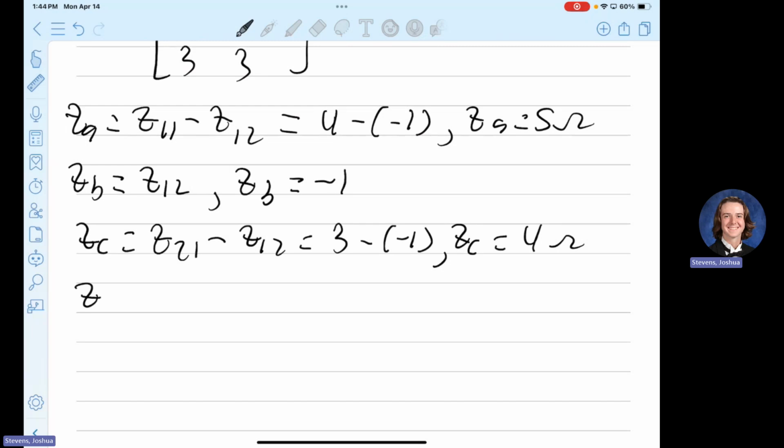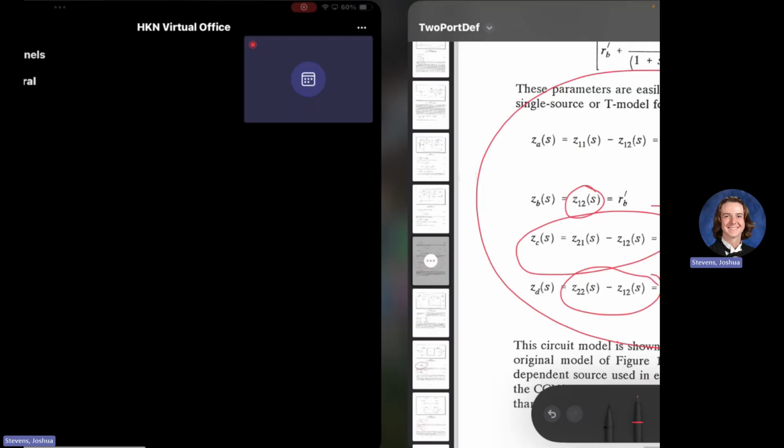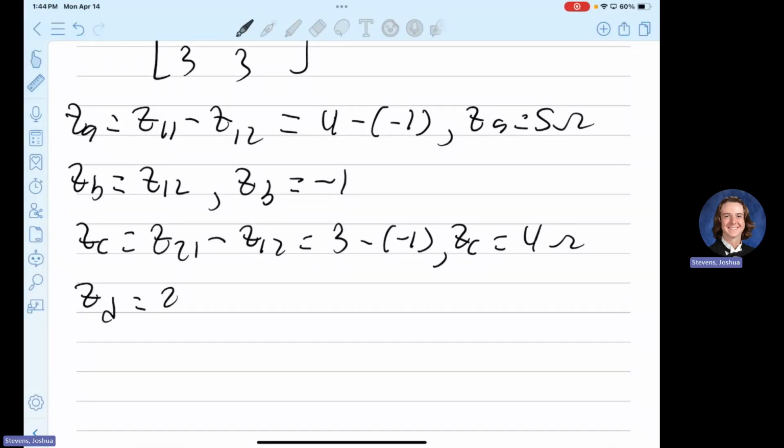ZD, based on this equation here, is Z22 minus Z12, which equals 3 minus -1. ZD equals 4 ohms. So we have found all those parameters, and we are done.